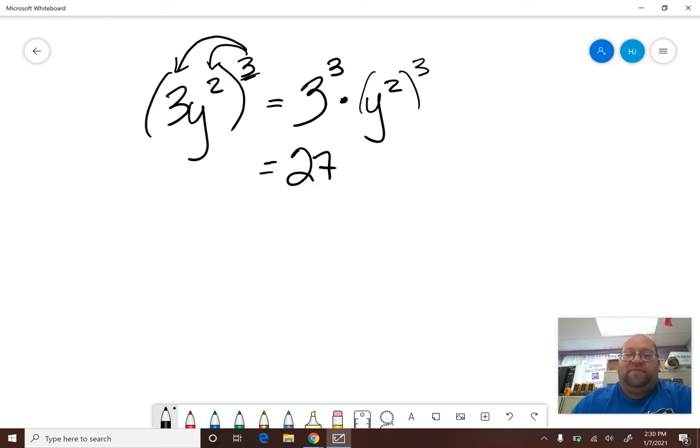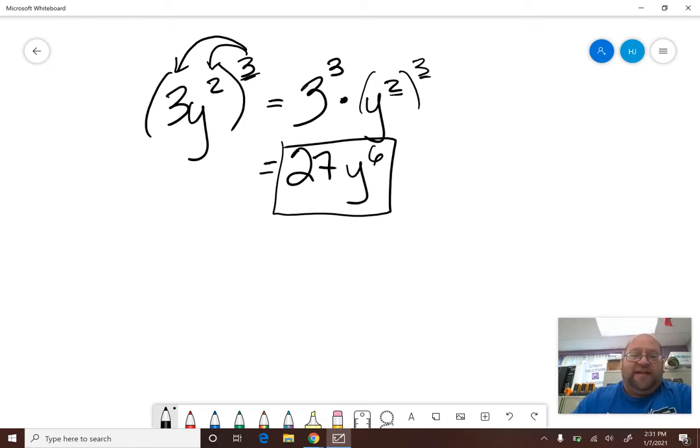Now, what's going to happen with this y squared that is being raised to the third power? Well, keep in mind, I have a power that's being raised to a power. So when I have a power being raised to a power, I know that I need to multiply. So I'm going to have y, but I'm going to have 2 times 3, which means this would be to the sixth. So my answer would be 27y to the sixth.